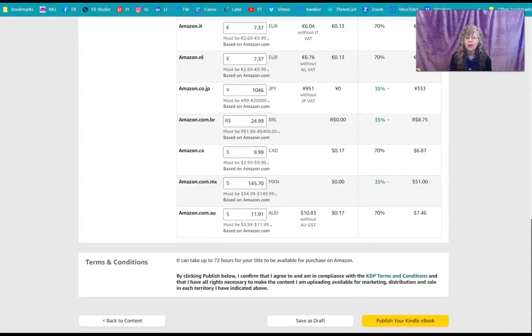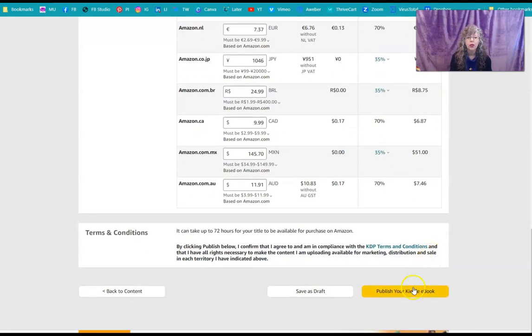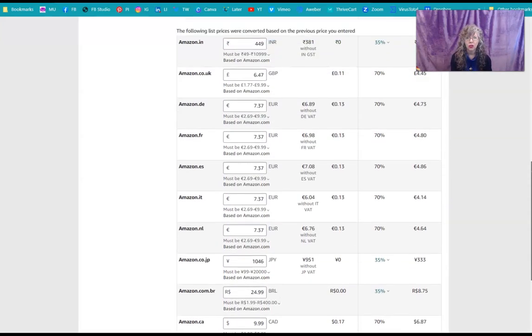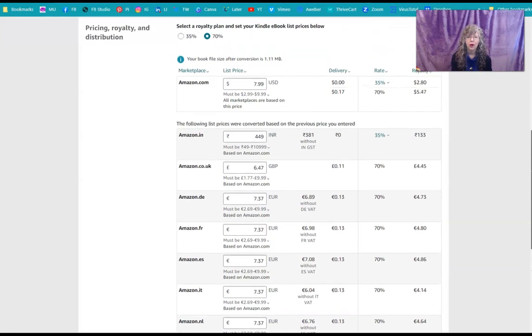And then terms and conditions. If you hit publish your Kindle ebook here, you're saying that I confirm that I agree to and am in compliance with the KDP terms and conditions, and that the content is what I say it is and all that stuff. That's it. It took me almost an hour to explain it to you, but I went in depth on why you make certain decisions, and some things to consider and be aware of as you're doing it. And hopefully you're going to find that very helpful.